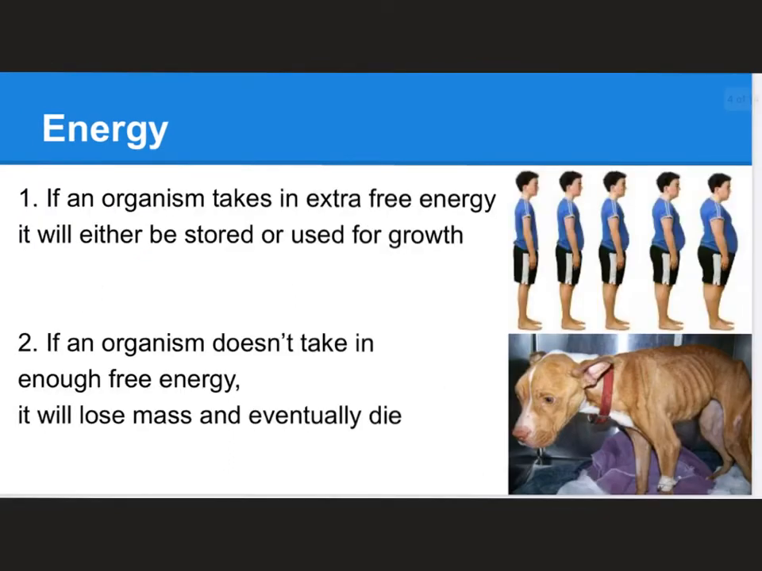So if an organism takes in more free energy than it uses, if it is a growing organism, like a child or a baby, then that energy can be used for growth, to grow taller, etc. If it's not a baby organism, or if it is a baby organism but it's taking in even more energy than it needs for growth, that energy will be stored. And the way that humans store extra free energy is by putting it into the bonds of fats. So basically that individual would gain weight.